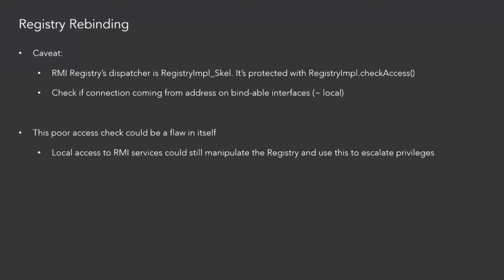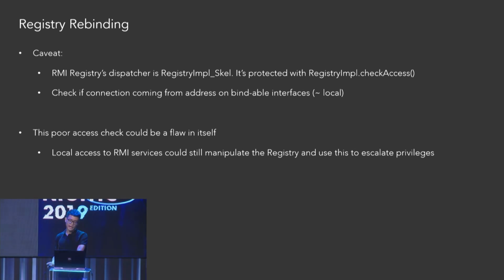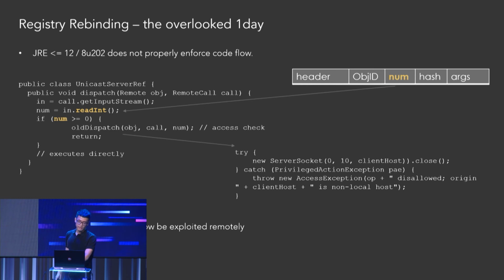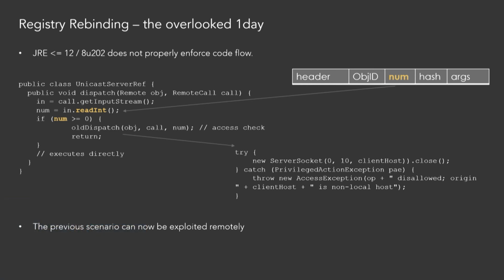So, caveat, it isn't that easy. The RMI registry dispatcher is protected by a check access, meaning it can only be accessed from an address on a bindable interface. But actually, this access could already be a flaw in itself, because if it has a local connection, it can escalate privileges. So yeah, but things don't stop like that.